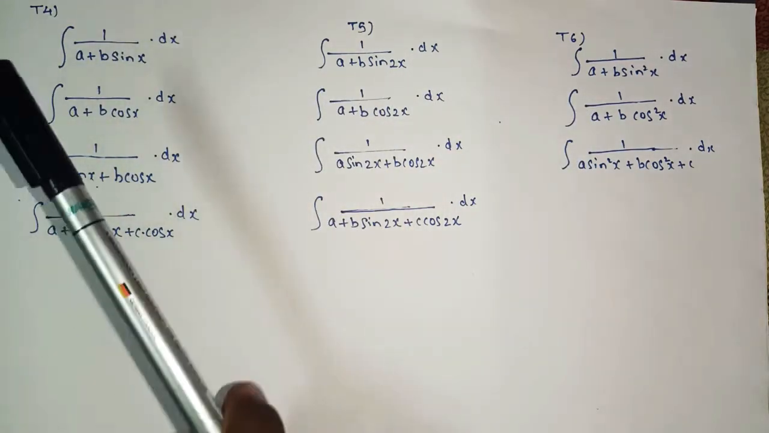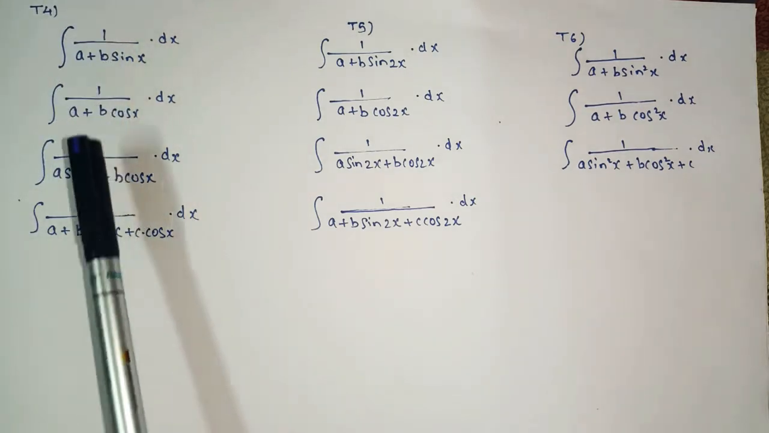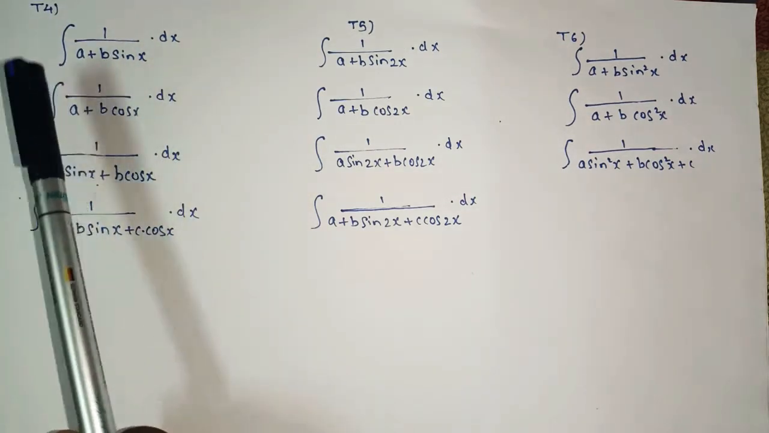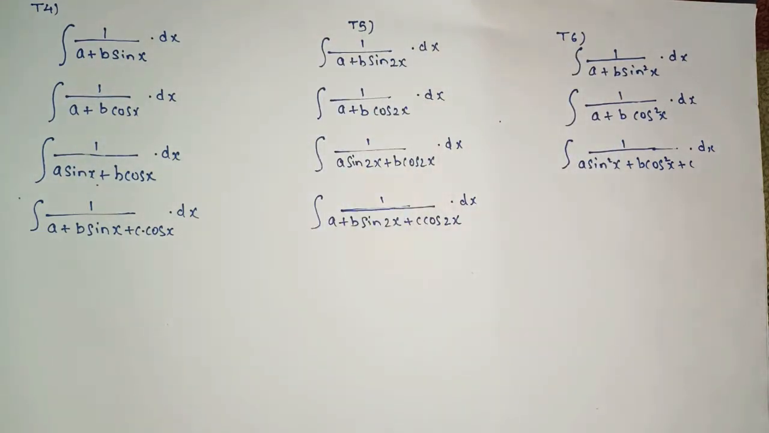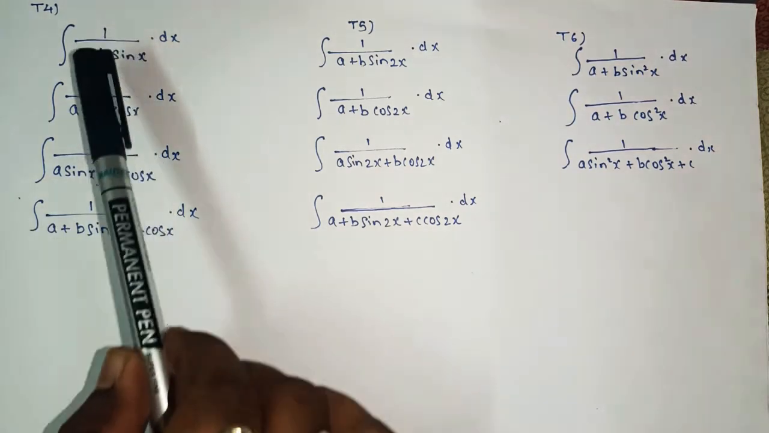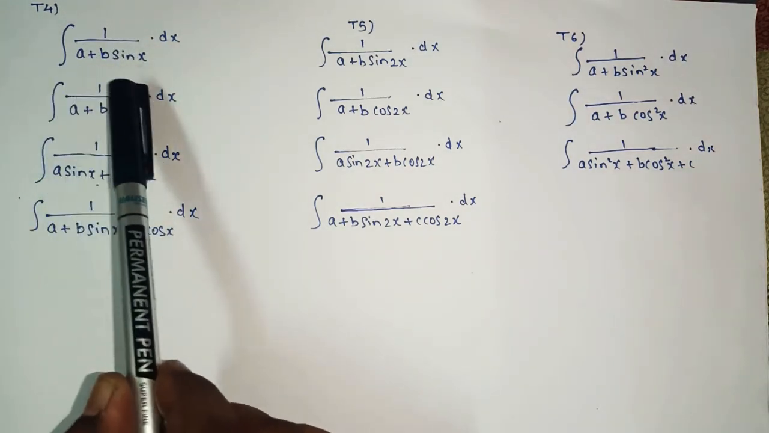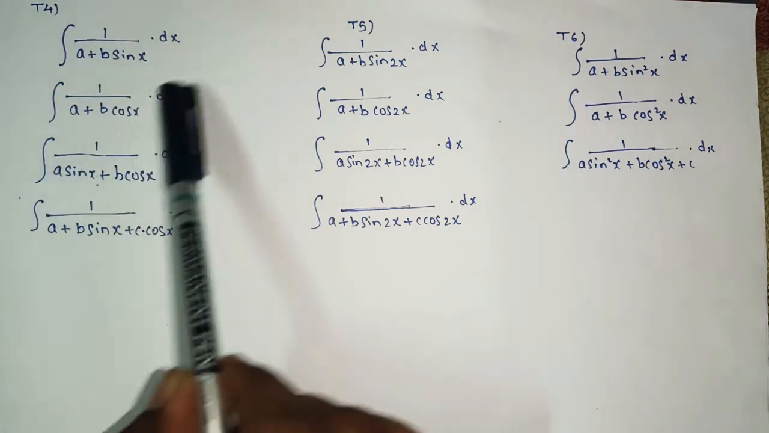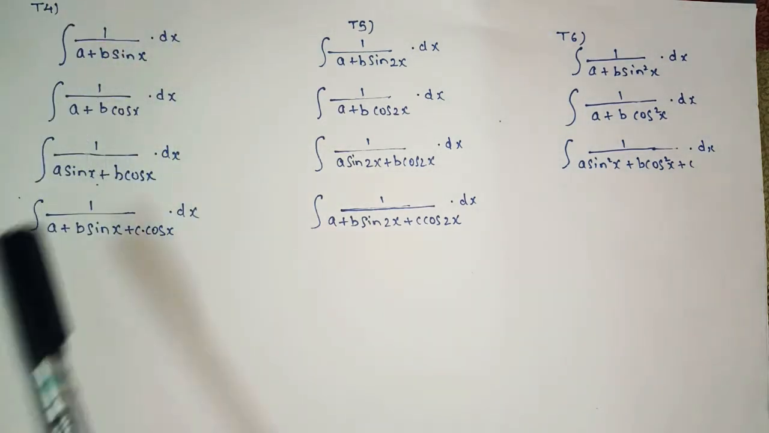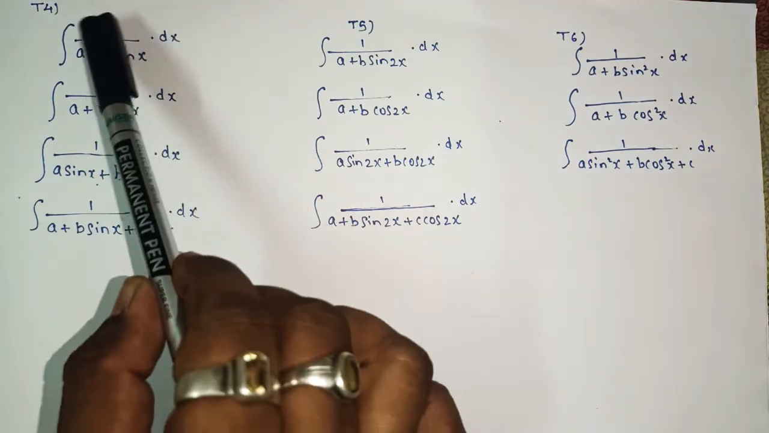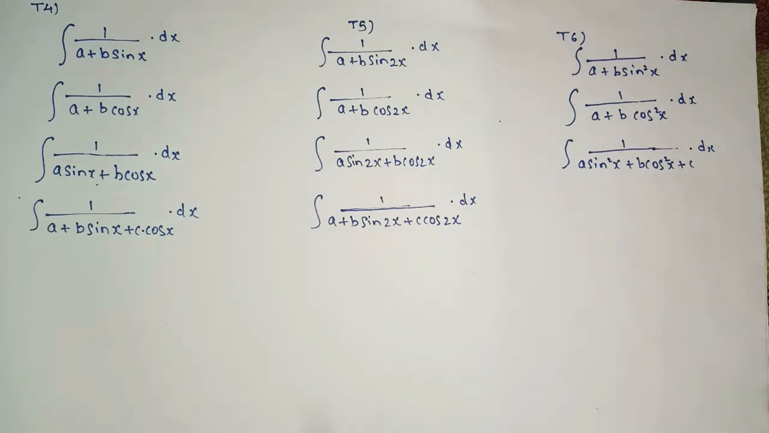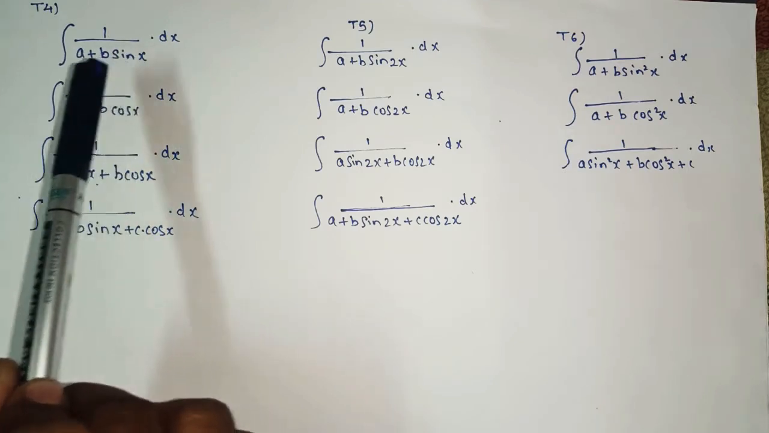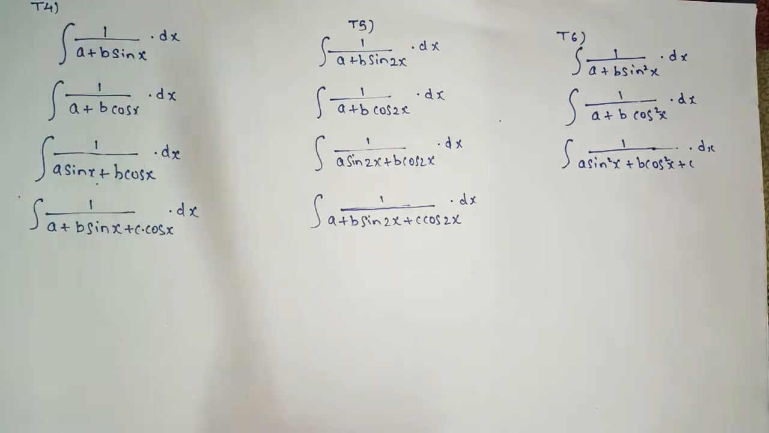The format is fixed. In the numerator it should contain only 1. You can see in type number 4, 5 and 6, in the numerator it is 1 only. If this is the perfect format, 1 upon a plus b sin x, then only can we apply type number 4. If in place of 1 there is something different, such as sin or cos, we cannot apply the format. The given integral question should be in this form only.